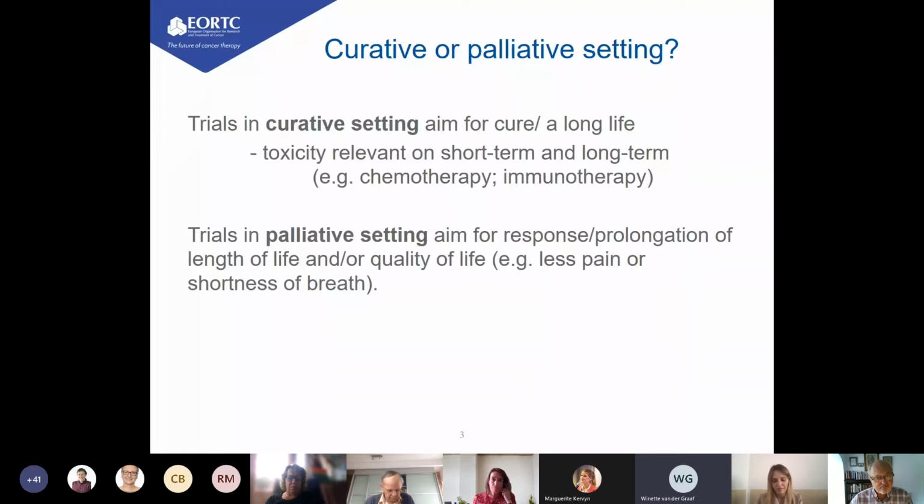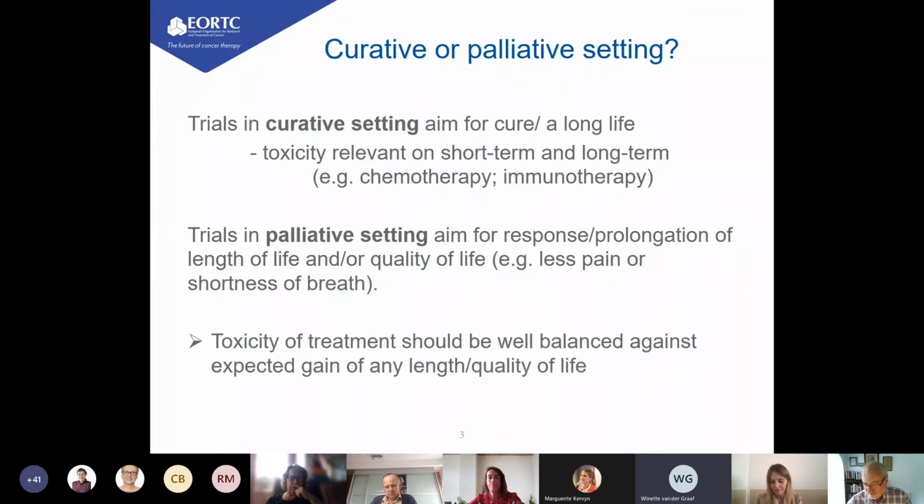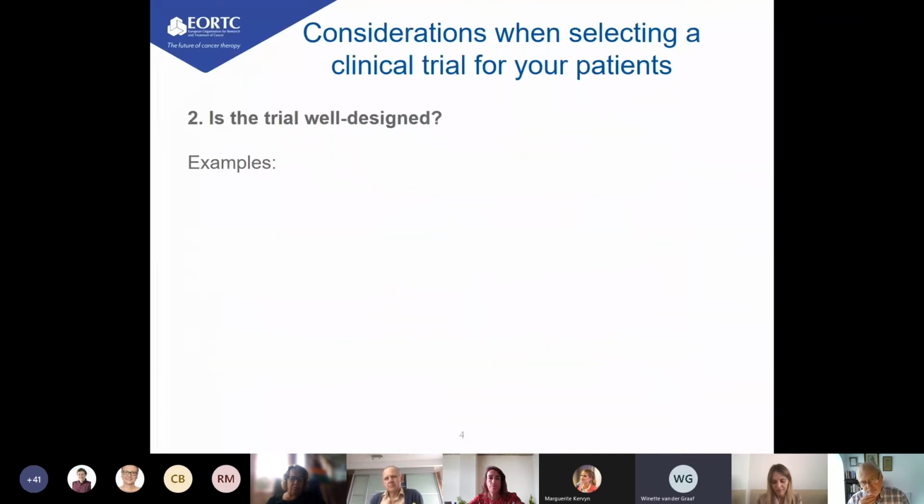Trials in the palliative setting aim for response or prolongation of life, and also, happily, increasingly quality of life. So then your question is, how will they measure it? What do I have to do? Do I have to give questionnaires to patients, or are there digital ways of getting all these data? That's important to consider before starting the trial. And the toxicity of a certain treatment proposed in a trial should always be well balanced against the expected gain of any life length or quality of life.